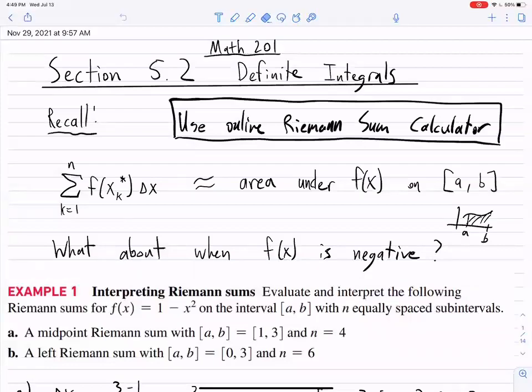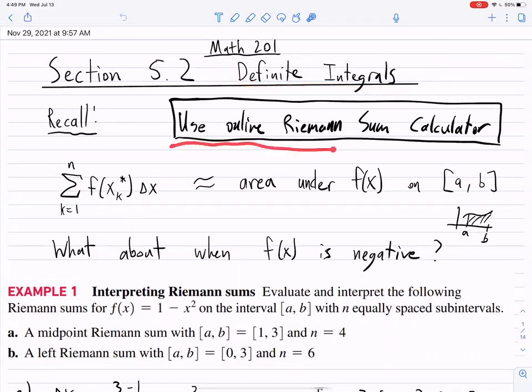Hello, Math 201. Welcome to today's lecture on section 5.2, definite integrals. If you remember, we've learned about indefinite integrals, which are when we have something like f of x dx. But we're going to learn about definite ones where we add bounds to it. Definite integrals are exactly the thing we want to calculate the exact area under a curve.